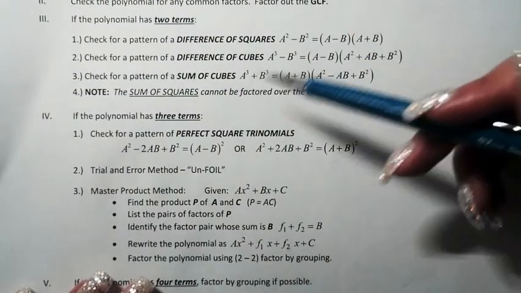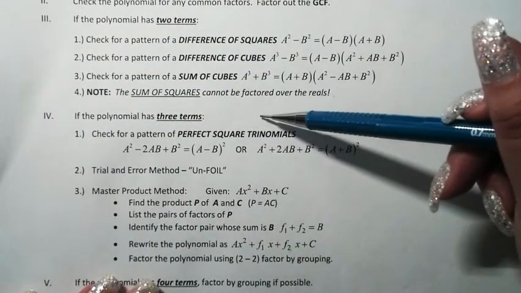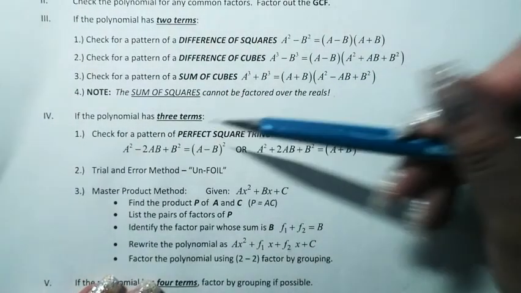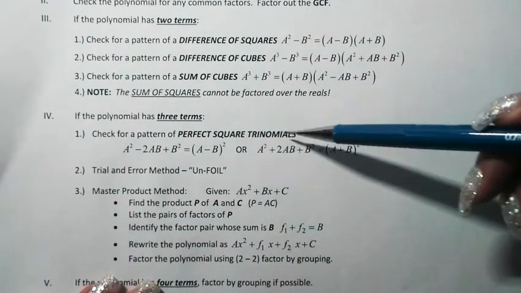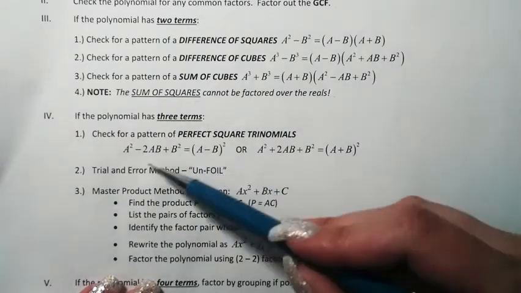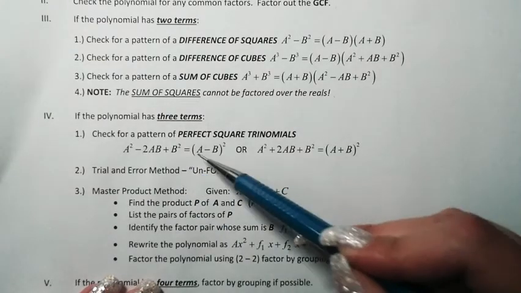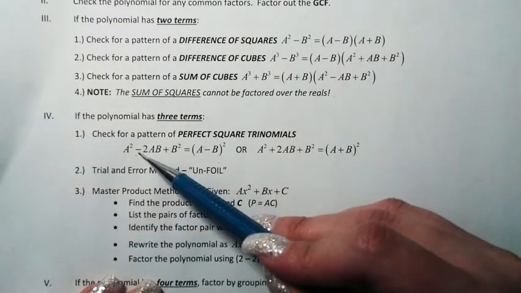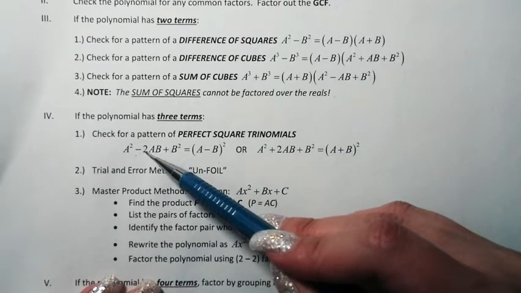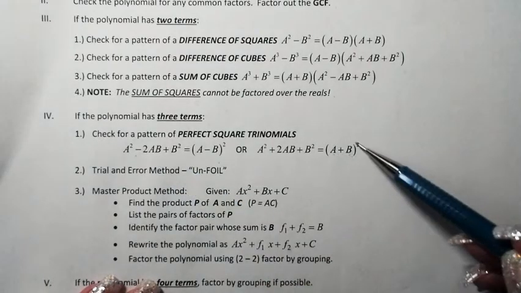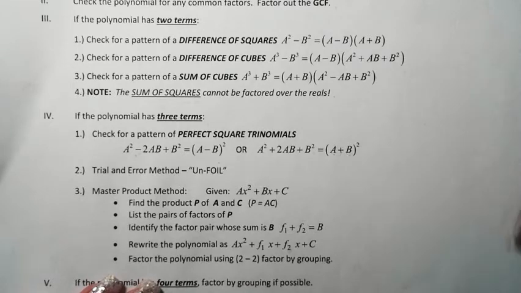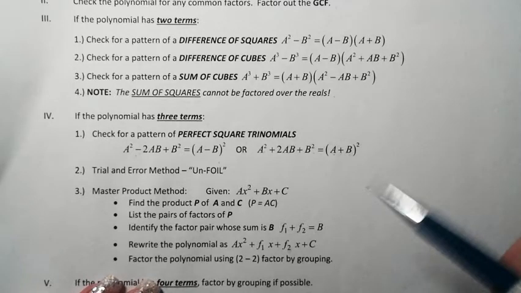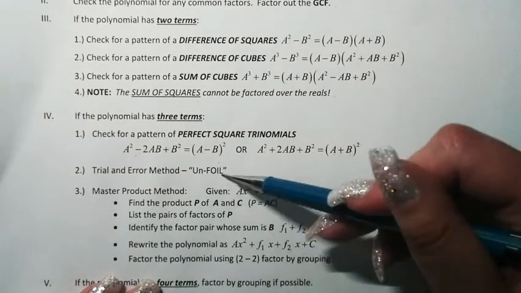Okay, so the fourth recommendation here is that if the polynomial has three terms, you are going to check for a pattern in case you have perfect square trinomials. You need to remember that a perfect square trinomial looks like this. When you have the negative, it goes here, and remember that too. Or a plus b, when you have a perfect square trinomial with the positive, everything is going to be positive. Okay. Another way is to do trial and error to unfold.